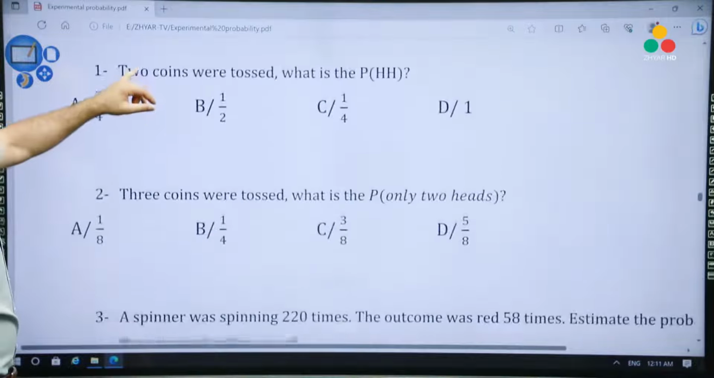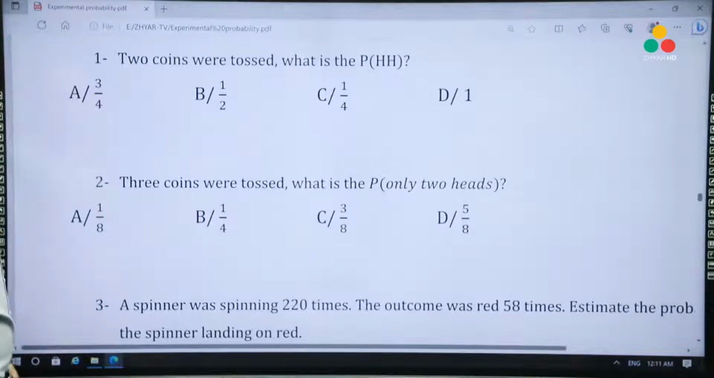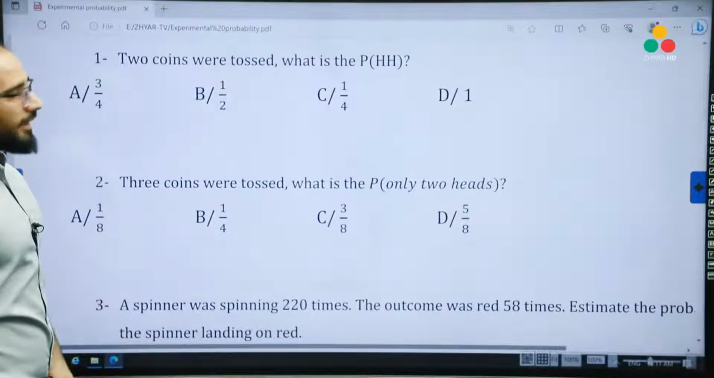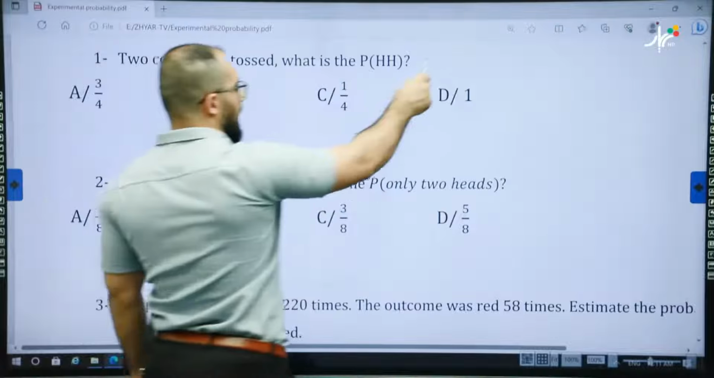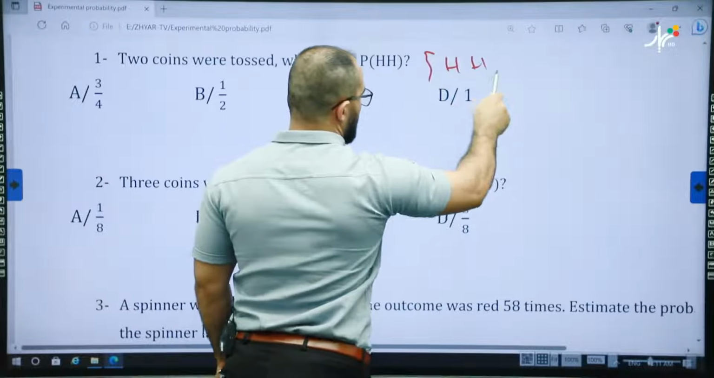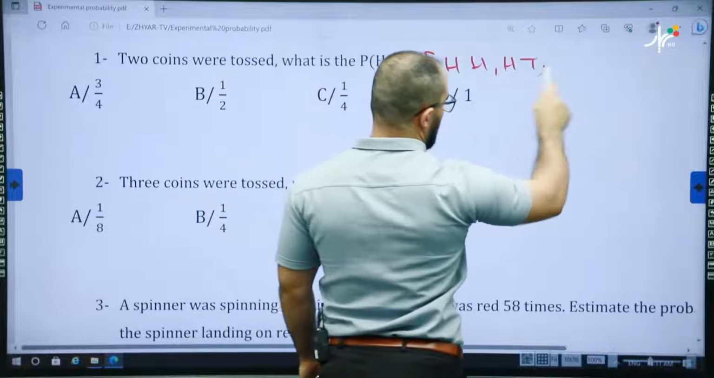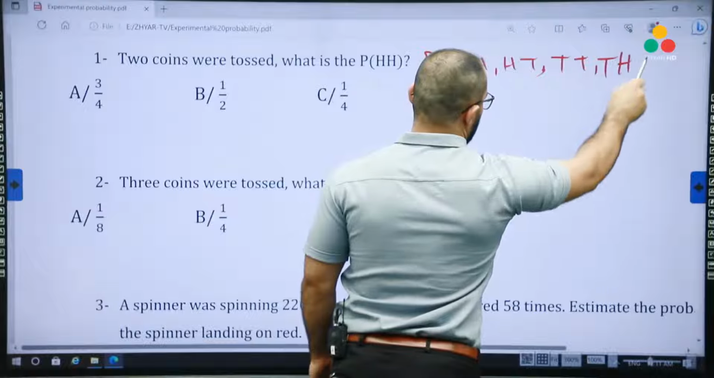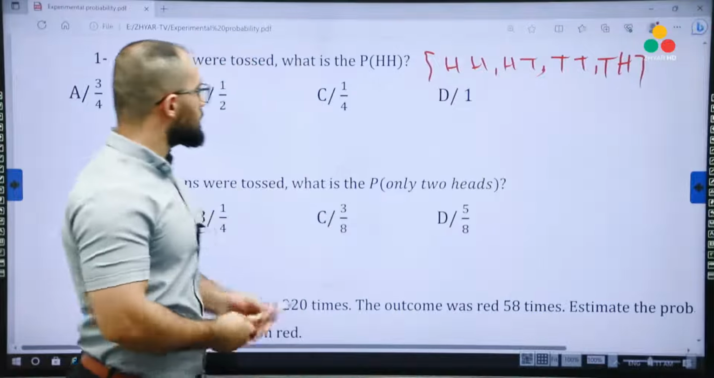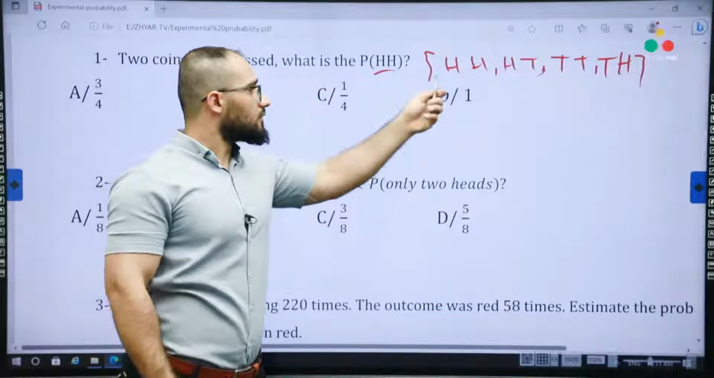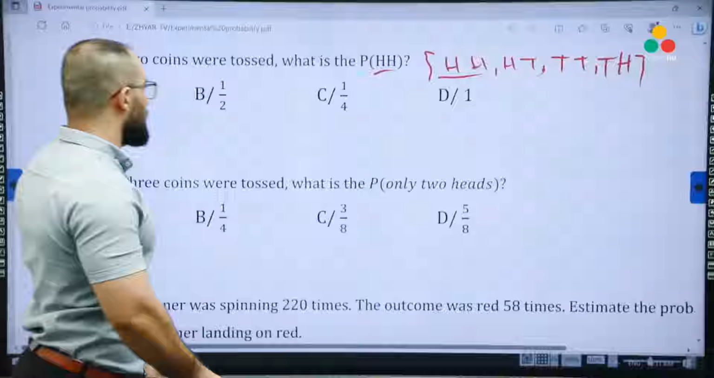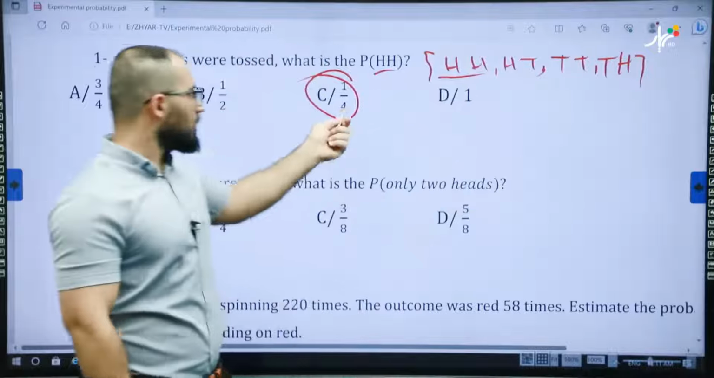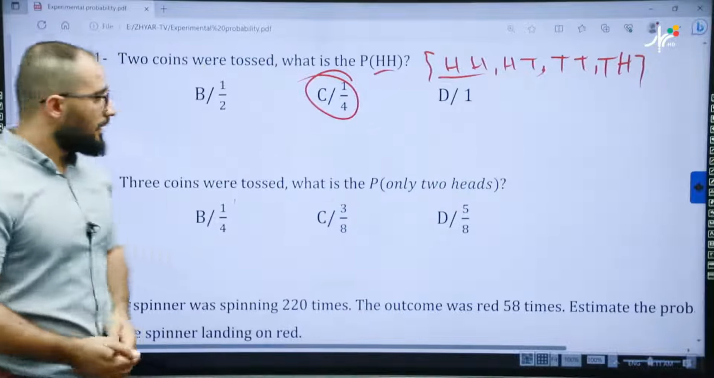Then finally we have some practice questions. The first question is, two coins were tossed. What is the P of HH? As you know, we have HH, HT, TT, and also TH. Then how many results do we have that show HH? There's only one result, so it's going to be 1 over 4. Out of 4 results, only one of them shows HH.